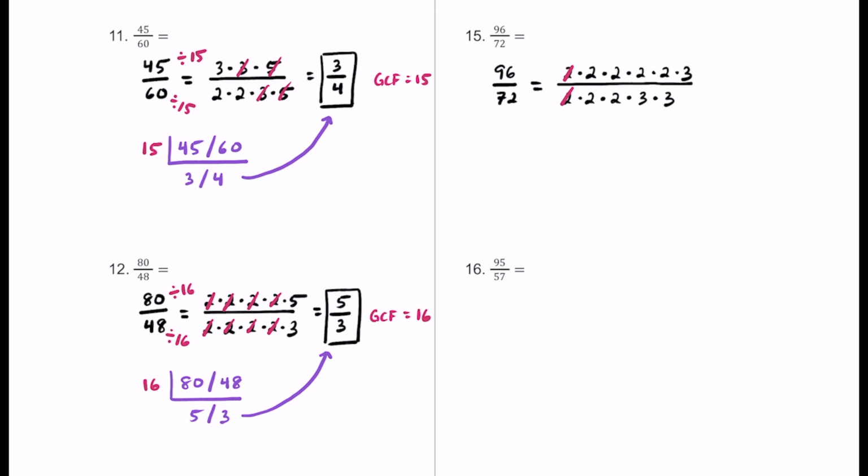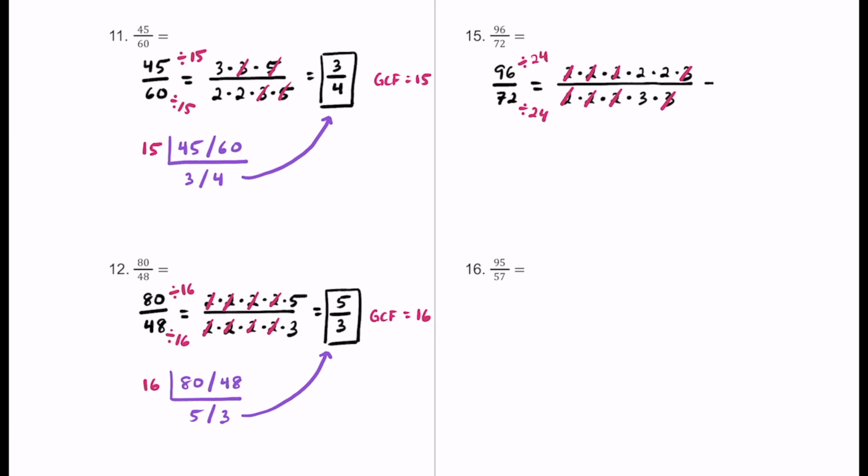They both have a 2 in common, they both have another 2 in common, they have a third 2 in common, and then they have a 3 in common here. Okay, so if we go ahead and see, 2 times 2 is 4, 4 times 2 is 8, 8 times 3 is going to be 24. So the GCF here is going to be 24. It's the biggest number they have in common.